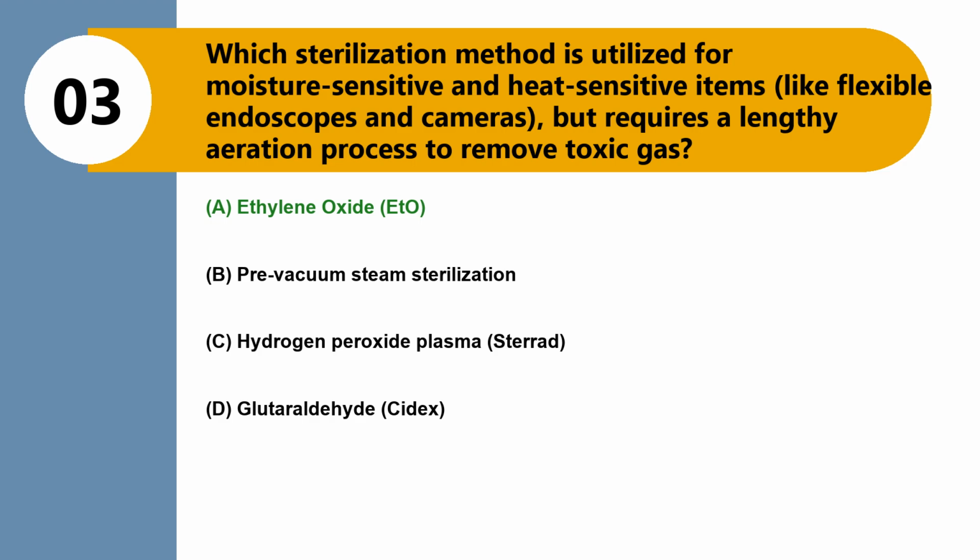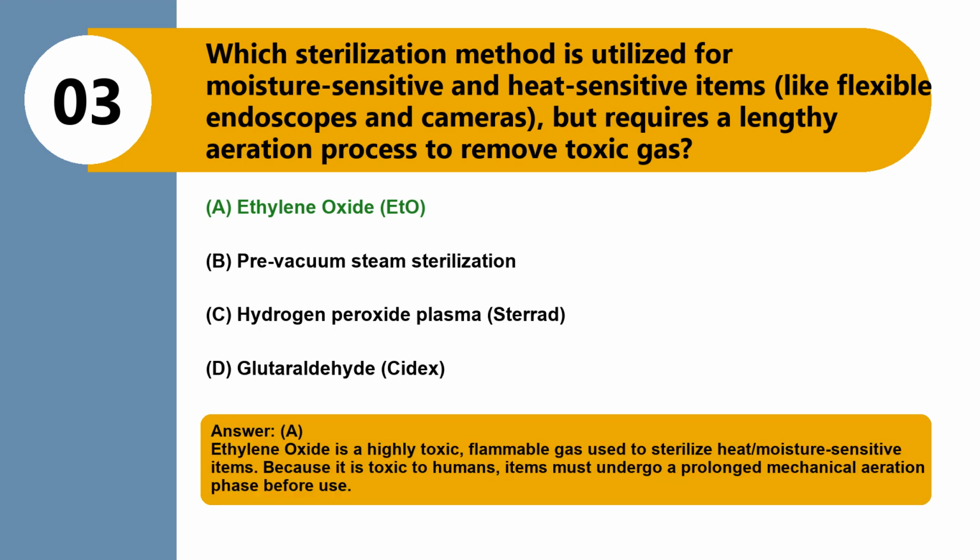Ethylene oxide, ETO. Ethylene oxide is a highly toxic, flammable gas used to sterilize heat and moisture-sensitive items. Because it is toxic to humans, items must undergo a prolonged mechanical aeration phase before use.